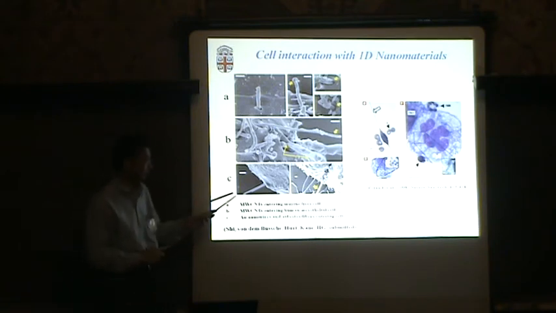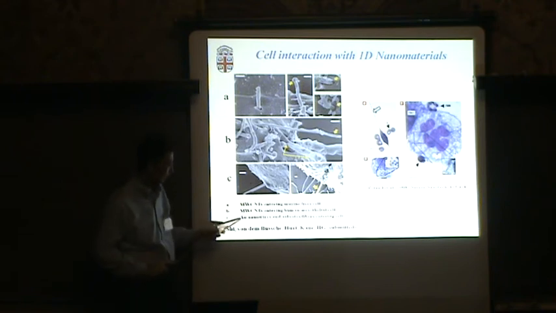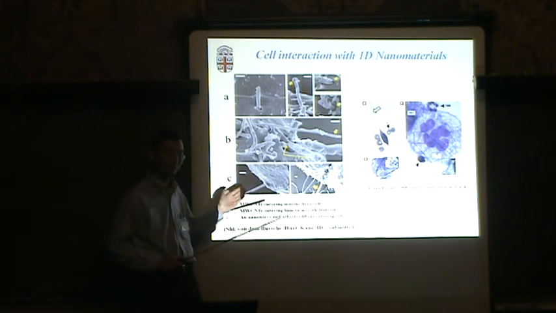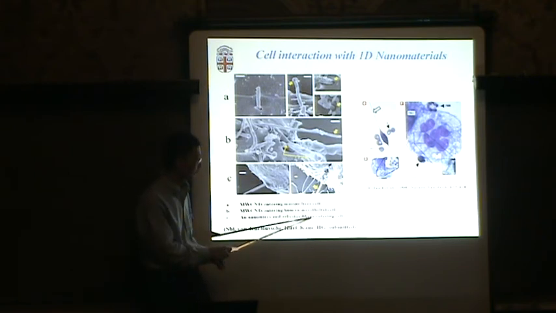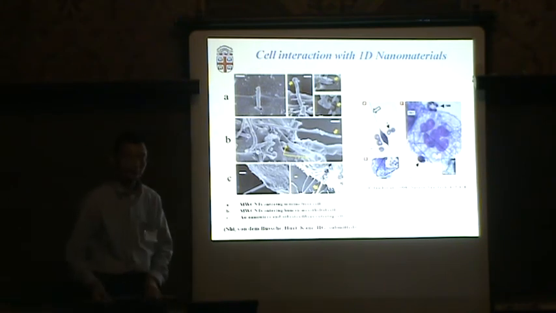So we checked further materials. This row shows gold nanowires. They show exactly the same entry mode. The one-dimensional nanomaterial always goes in at 90 degrees. And even asbestos fiber, we checked asbestos fiber, it also goes in at 90 degrees. So it seems there's a preferred mode of entry for 1D nanomaterials into the cell, which is the 90 degree tip entry mode.